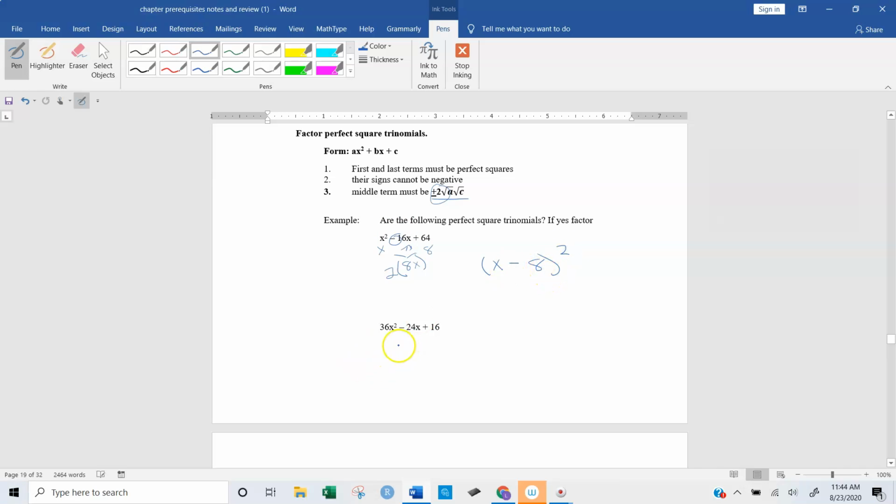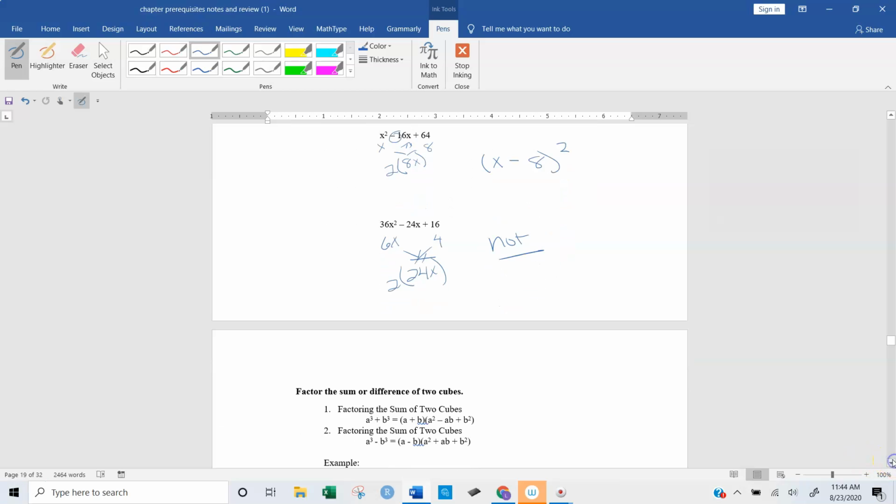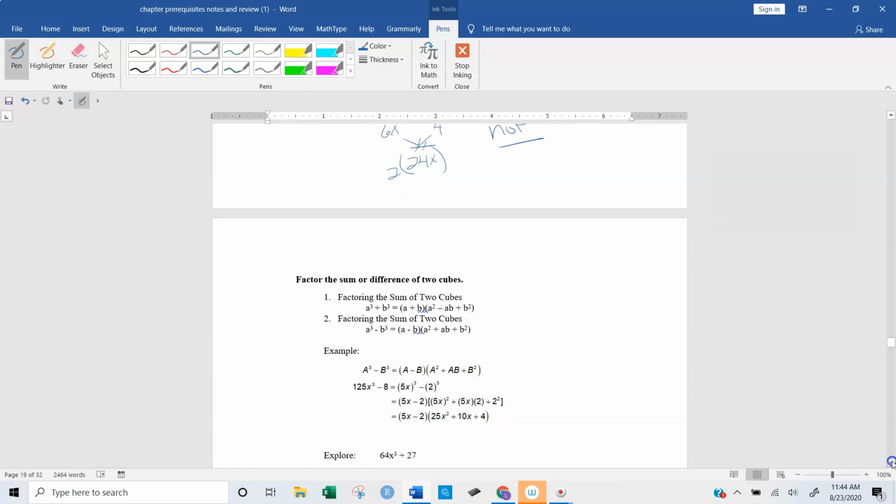Okay, try yours. All right, so you should have said this is 6x and this is 4. Multiply together, 24x, but when I double that, it does not equal this. So this is not a perfect square trinomial. You'd have to do that the long way. It's not possible, but that's what would happen.